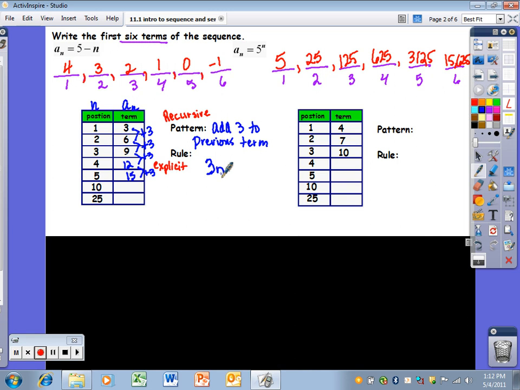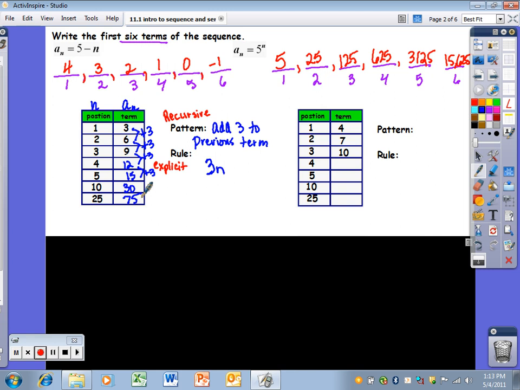Why do we call it explicit? Because it can get me to an explicit position. I don't need to keep on going, plus 3, plus 3, plus 3, to find the 10th term. I can just plug a 10 in here. 3 times 10 would be 30. 3 times 25 would be 75. So I can get to an explicit place by just using the rule. Where when I use the pattern, I need every term before it in order to move on.